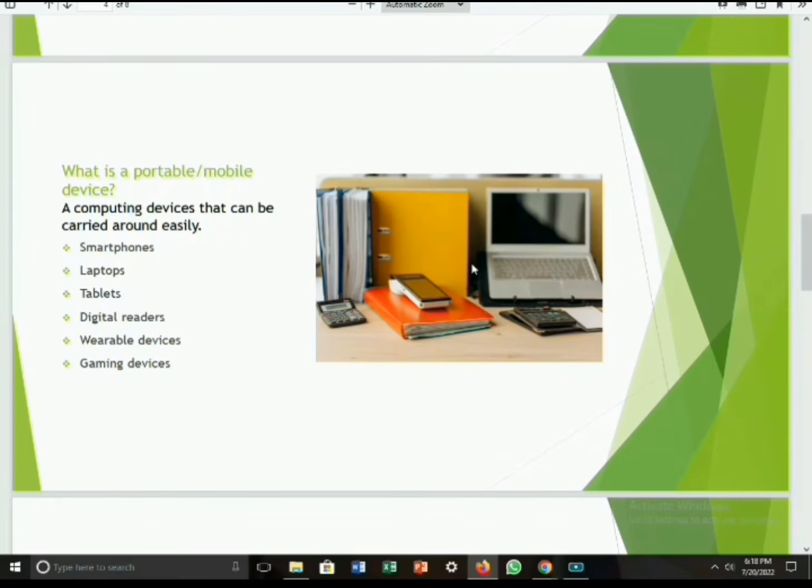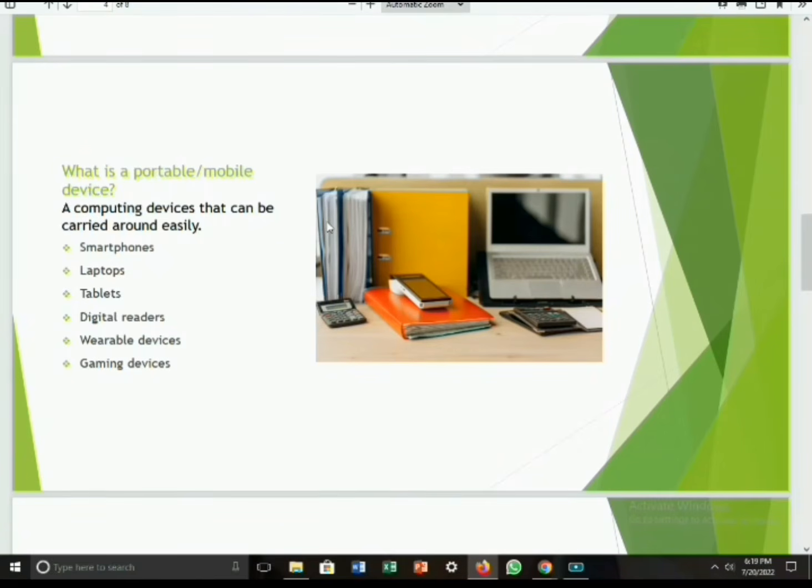Guys, what is a portable device? A portable device is a computing device that can be carried around easily. By these terms I'm talking about smartphones, laptops, tablets, digital readers, wearable devices, gaming devices, those kinds of things, because computers are electronic devices that perform certain tasks or actions. A computer takes in input in the form of keystrokes, mouse movements, and touch screens. The computer then processes the information and generates an output on a computer screen, cell phone screens, or even hard copy output such as a printout.